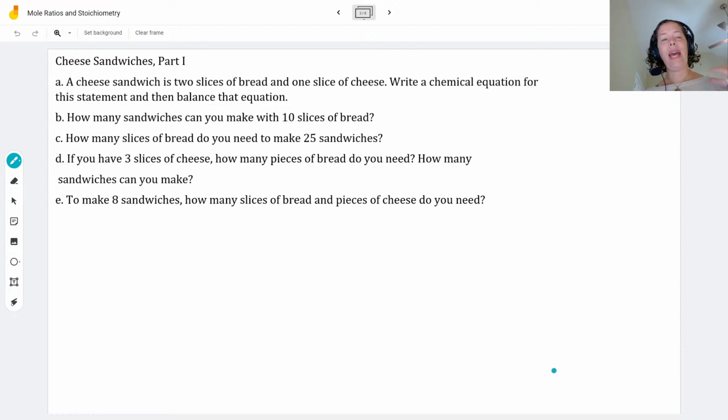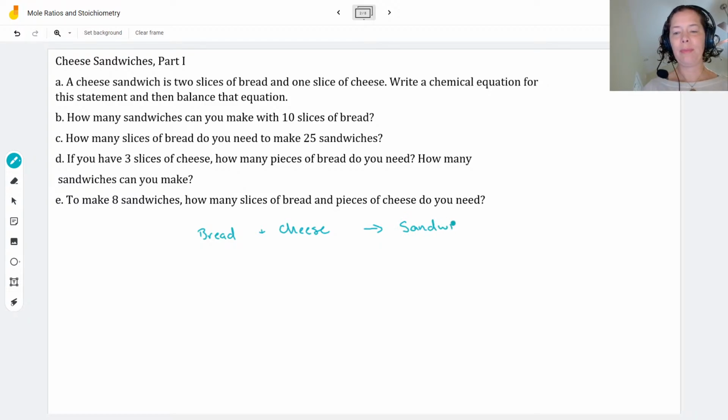Okay, so we have, again, simple sandwich, cheese sandwich. We have bread plus cheese gives us a sandwich. Okay, so this is our chemical equation. We have 2 reactants and we have 1 product.